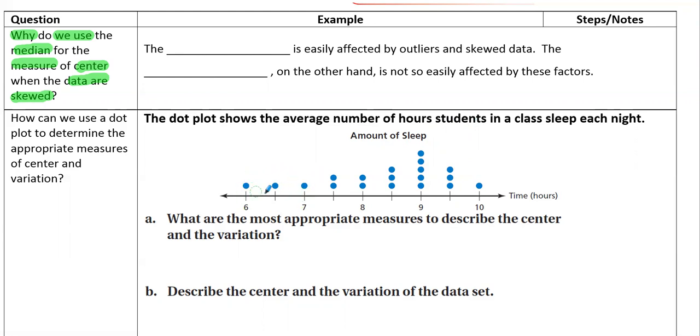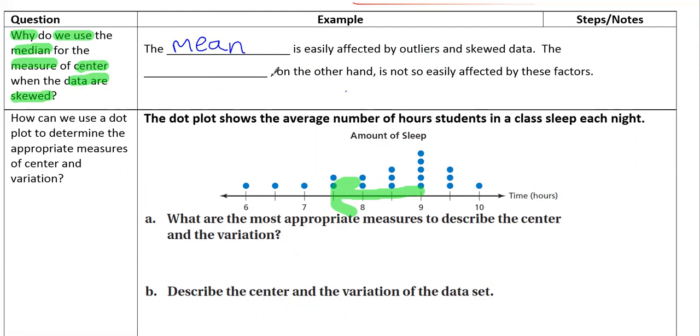And what are those values way off to the left doing? It's kind of like the opposite of Bill Gates. Instead of a number that's way huge, these are numbers that are smaller, and they're pulling the mean to the left. They're like outliers that are pulling the mean to the left. Because remember, the mean is really affected by outliers. So the mean is easily affected by outliers and skewed data.